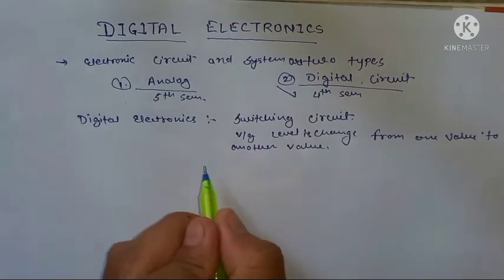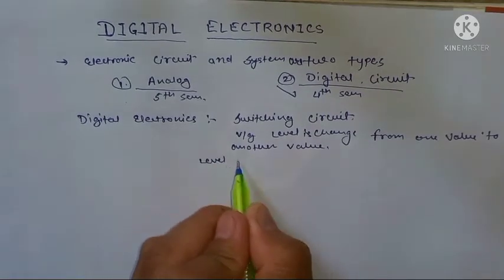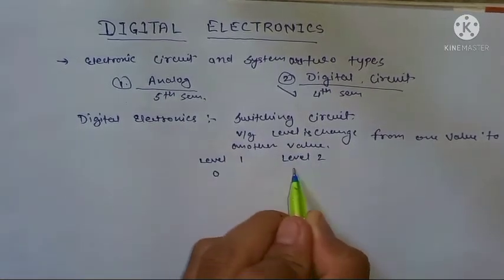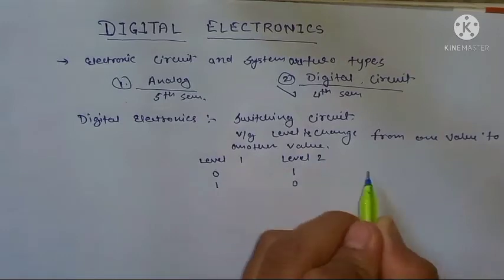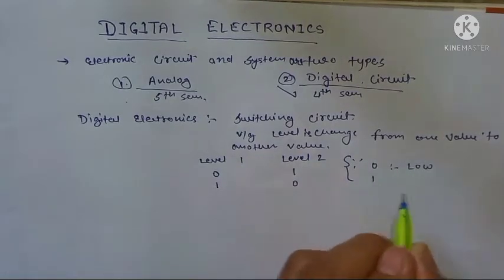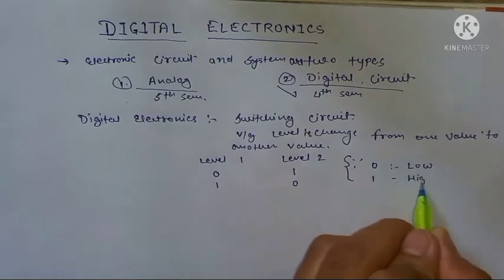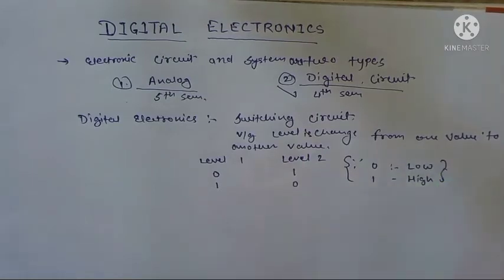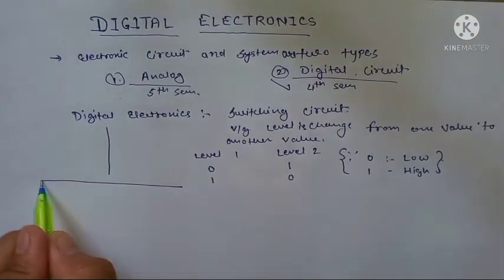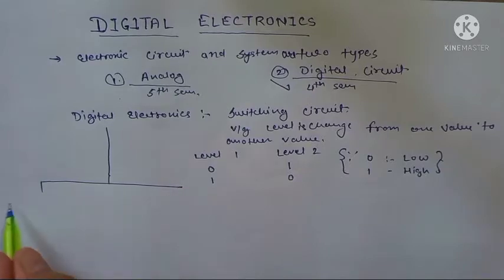Here I am talking about levels. First of all, there are two levels. One is 0 and second one is 1, or 1 and 0, vice versa. Here 0 means low and 1 means high. That means 0 means active low and 1 means active high. These are the two levels of digital electronics. All the operations performed in digital electronics are based on these two levels.